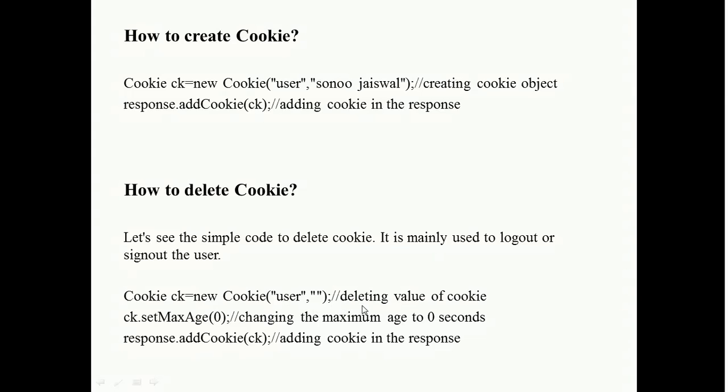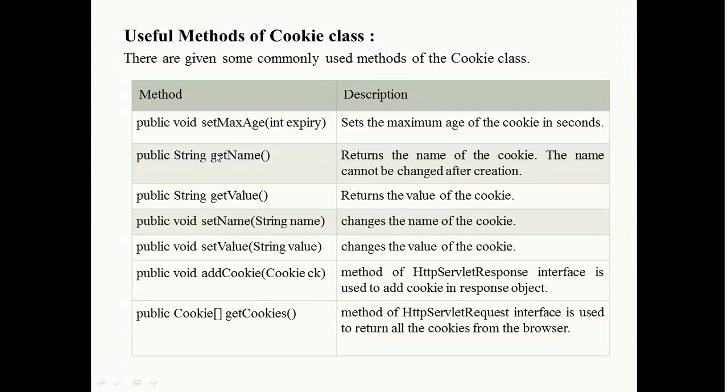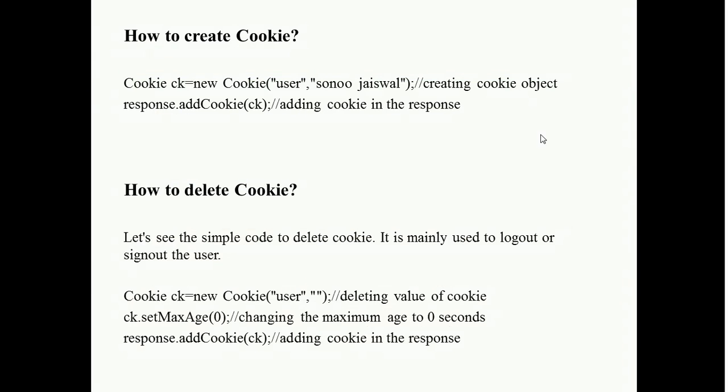So for deleting the value of the cookie, then for changing the maximum age to 0 seconds, use the syntax ck.setMaxAge. The setMaxAge method is used to set the maximum age of the cookie in seconds. So here we use the setMaxAge method to change the maximum age to 0 seconds. ck is an object of the cookie.